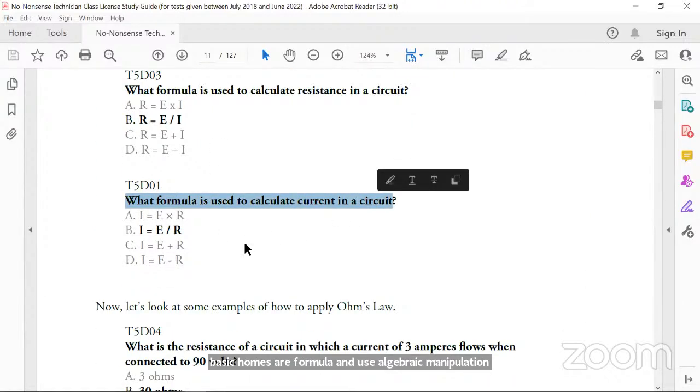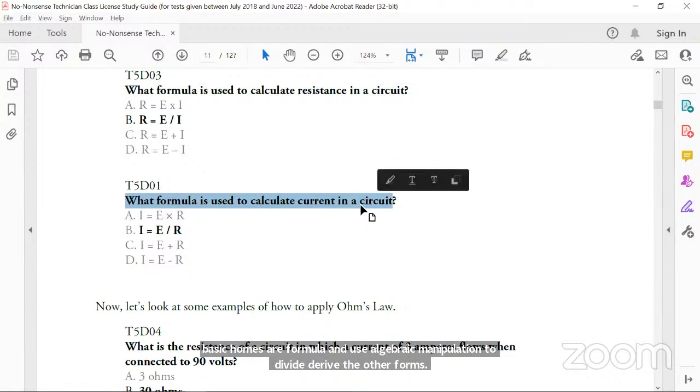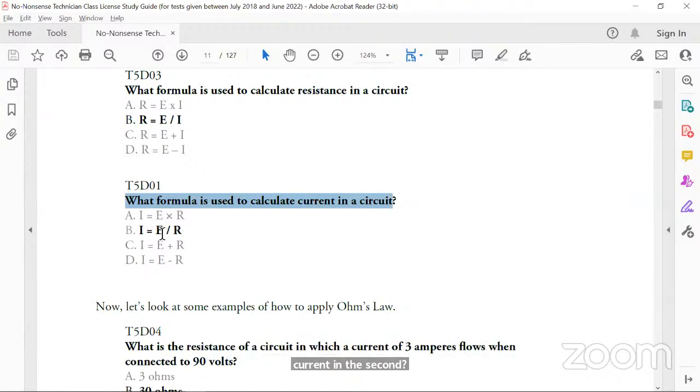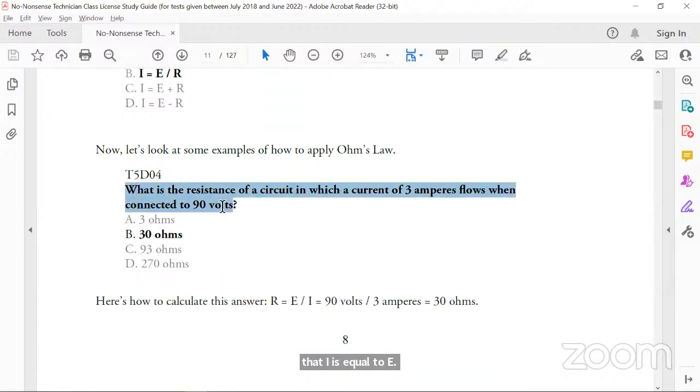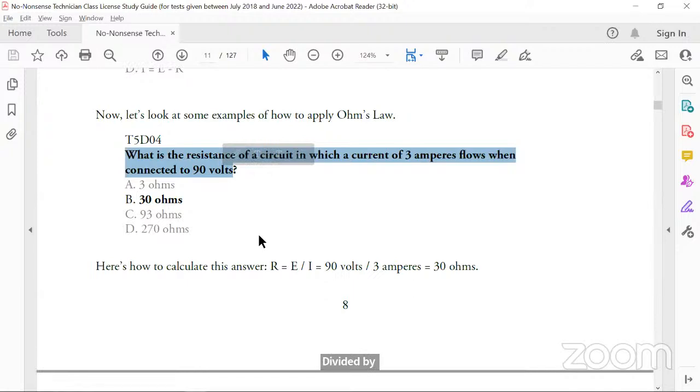Next question. What is the formula used to calculate current in the circuit? So they want the form I is equal to something. So again, from the Ohm's law plate or algebraic manipulation, we know that I is equal to E divided by R. Let's do the calculation questions quickly. What is the resistance of a circuit in which a current of 3 amperes flows when connected to 90 volts?